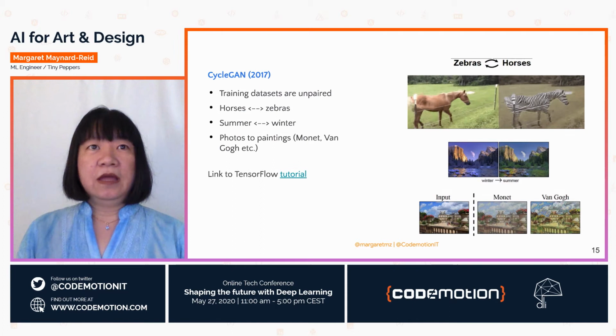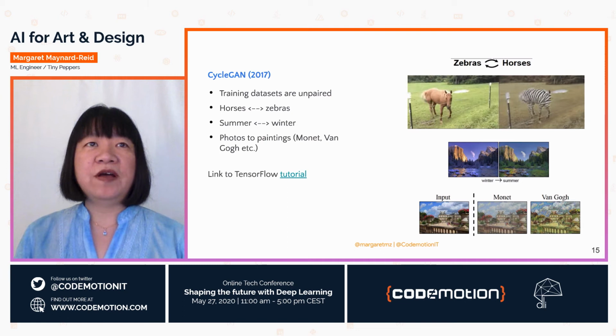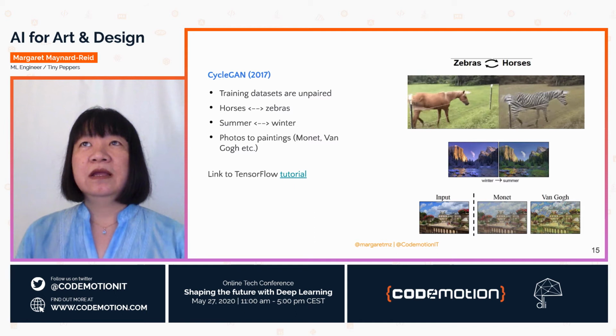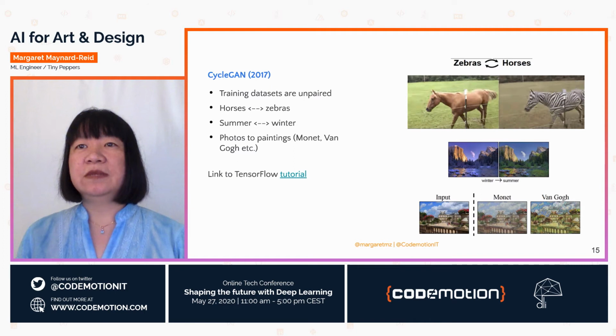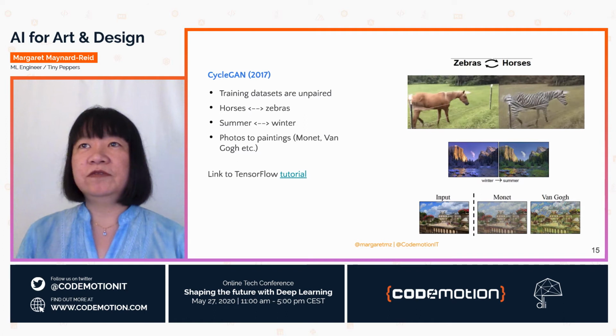And in 2017 came CycleGAN, which is very similar to Pix2Pix. The nice thing about CycleGAN is that you no longer need to have paired training images. CycleGAN can convert between horses and zebras, winter and summer, and a regular photo converted to a Monet or Van Gogh painting. I have also included a link to a TensorFlow tutorial for you to explore later.